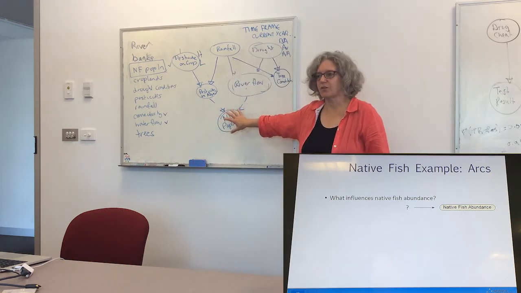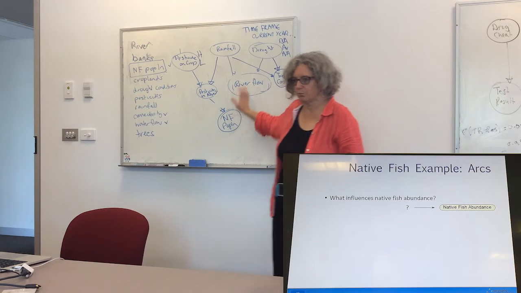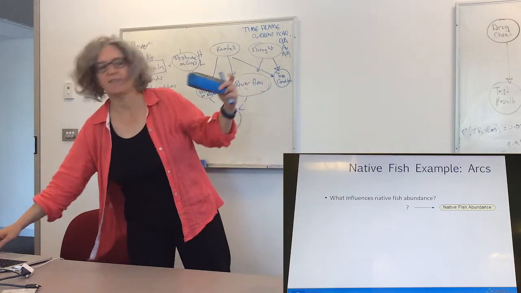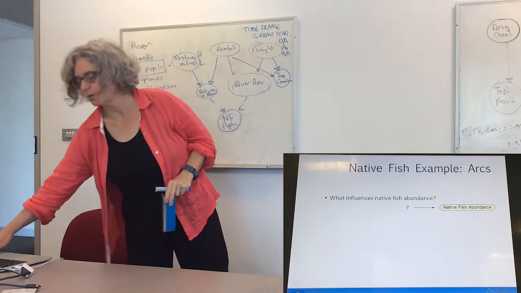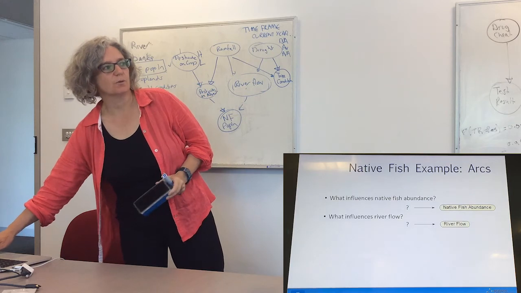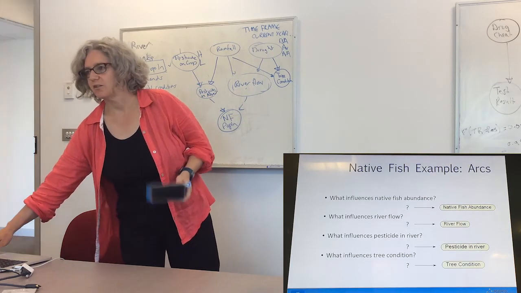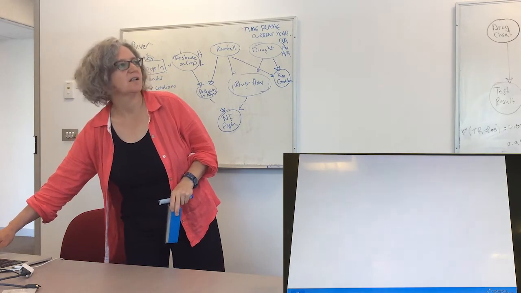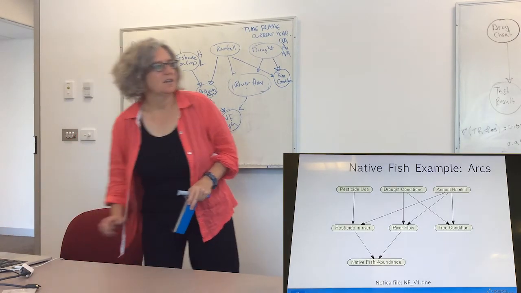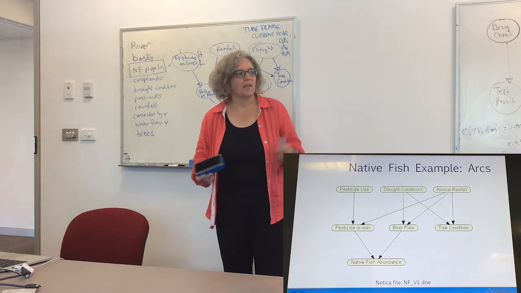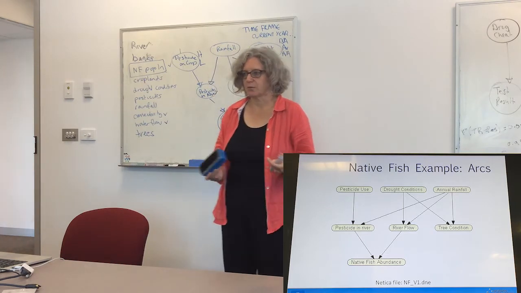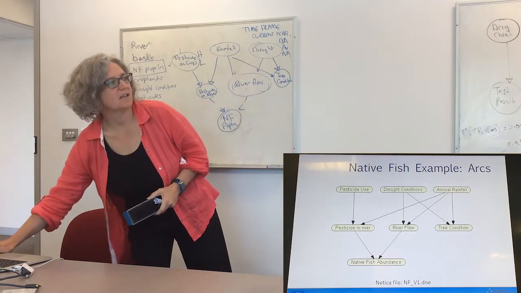This is what I did. I started off and said, well, what influences that native fish abundance, population abundance, and then they're the ones that go into it, the arcs going into it. What influences the river flow? What influences the pesticide in the river? What influences trees? So that's what I did on the whiteboard. And then, this is the one that we actually want to run.